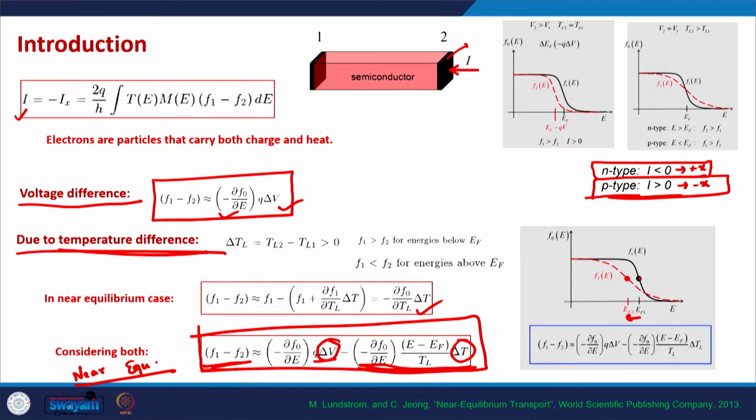With this, I think this is a good time to introduce a new kind of current in conductors, because electrons are particles that carry both charge and heat. Electrons carry charge as well as heat. Okay, and this we discussed last time.